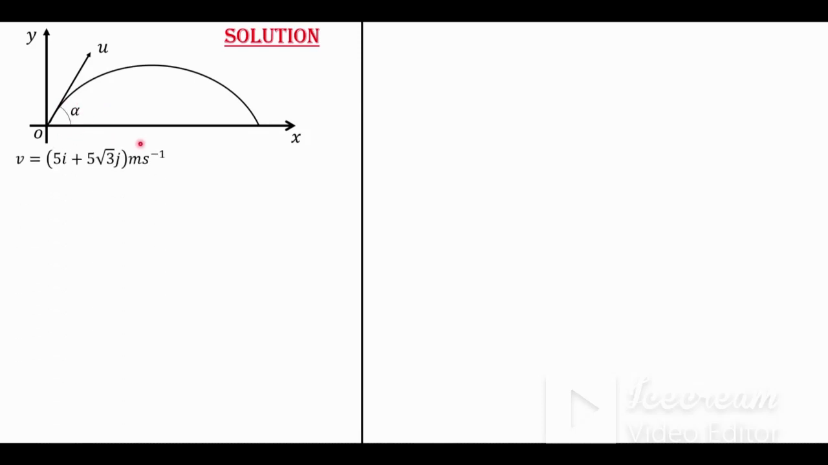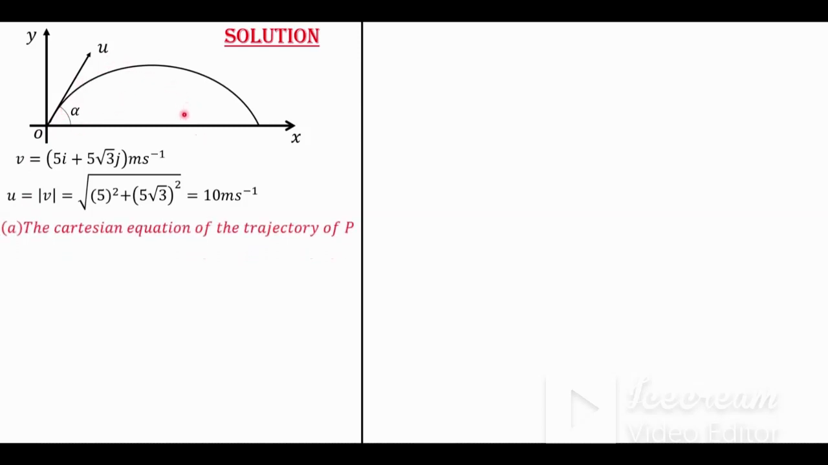So as I told you, we have to get the speed, which is u. And we know that the speed u is simply the magnitude of the velocity. That is, u is the magnitude of v, which is equal to the square root of 5 squared plus 5 times square root of 3 squared, which gives us 10 meters per second to be the speed with which the particle P is being projected on this horizontal plane.